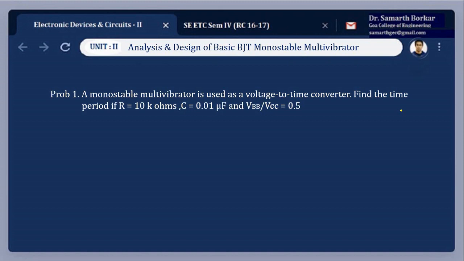First problem, a monostable multivibrator is used as a voltage to time converter. Find the time period if R equals 10 kilo ohms, C equals 0.01 microfarad, and the ratio of VBB to VCC is 0.5. So first, we just write down the given data and then we start with the solution. The necessary expression is T equals RC natural log of 1 plus VCC by VBB.